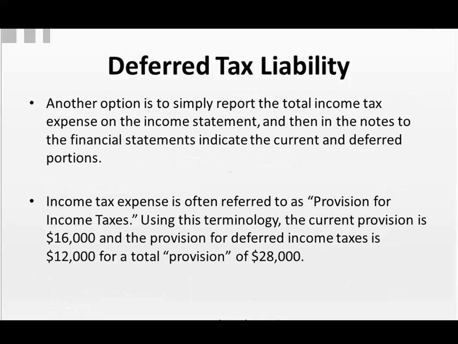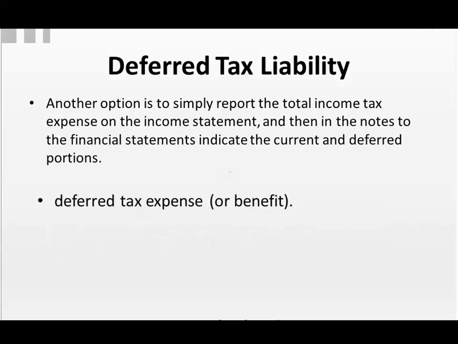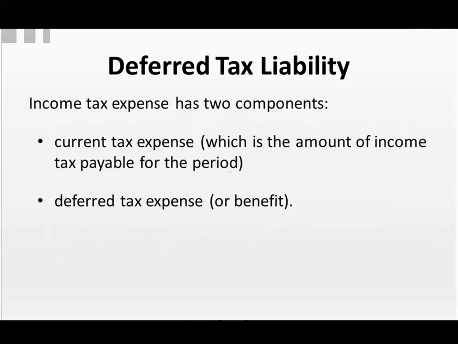Now, when we say income tax expense, we really call it the provision for income taxes. So using that terminology in our little example here, the current provision would be $16,000, and the provision for deferred income taxes would be $12,000 for a total provision of $28,000. So in the 109, always, the income tax expense has two components. The current tax expense, which is the amount of income tax payable currently for the period, and the deferred tax expense, or it might be deferred tax benefit.